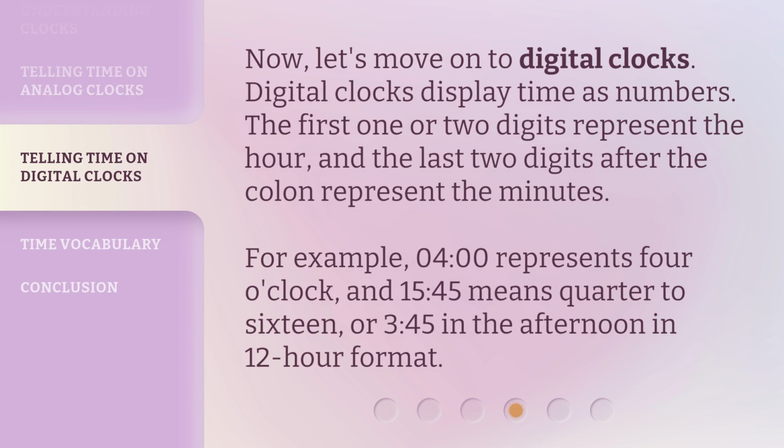Now, let's move on to digital clocks. Digital clocks display time as numbers. The first 1 or 2 digits represent the hour, and the last 2 digits after the colon represent the minutes. For example, 4:00 represents 4 o'clock, and 15:45 means 3:45 in the afternoon in 12-hour format.